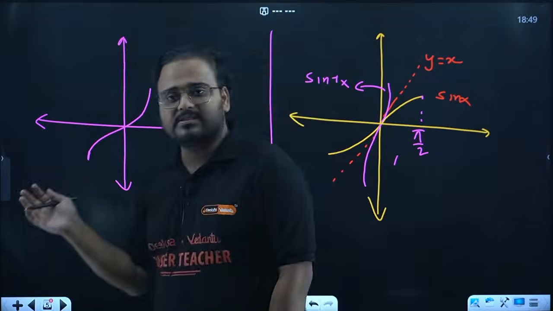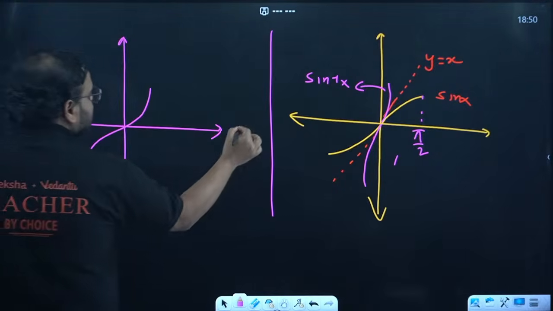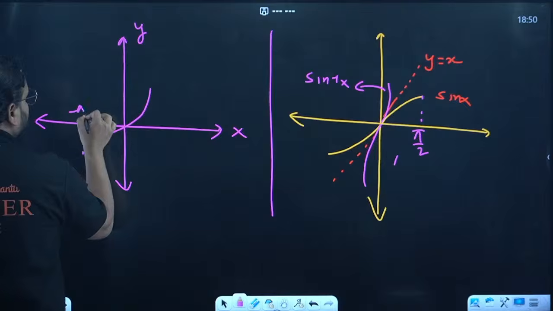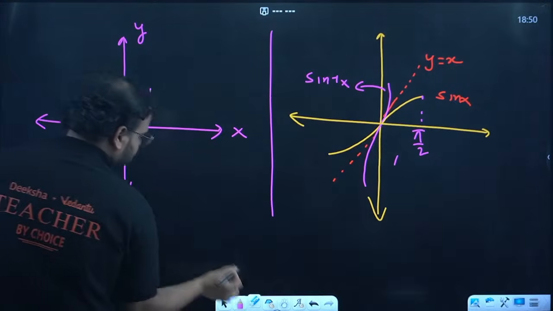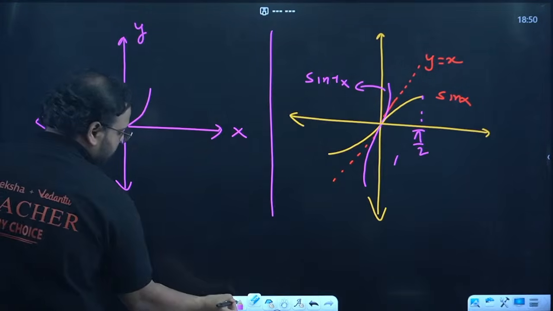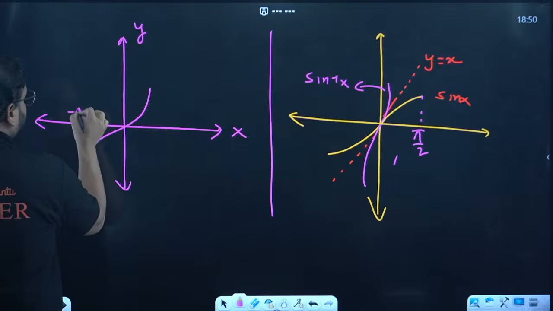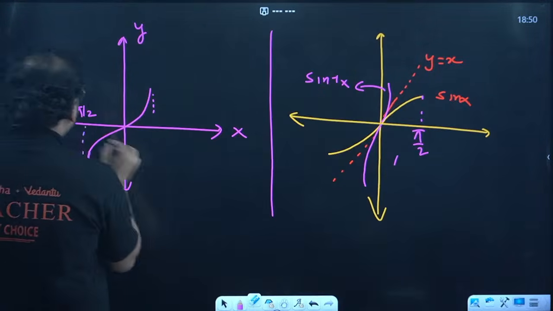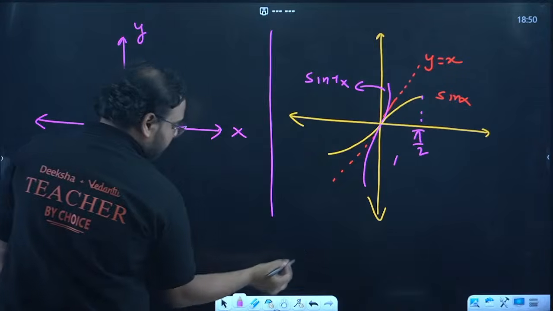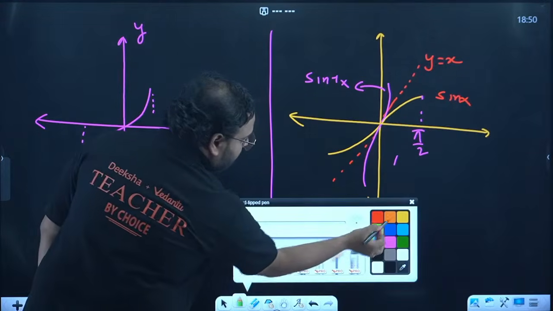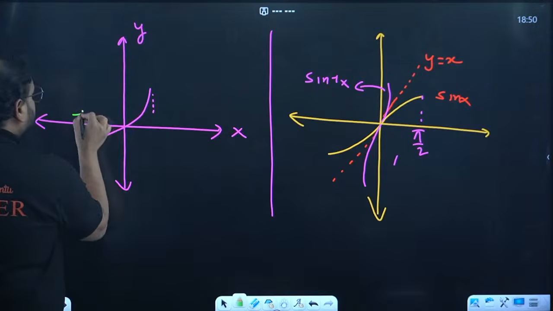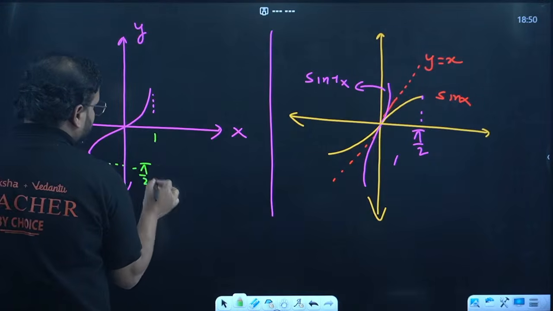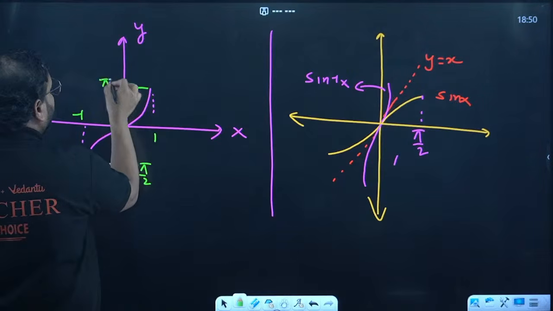Okay, and how will this look on the x and y axis? This value is going to be minus pi by 2. Okay, sorry, the output, no, minus 1, right? This is minus 1 and this value is 1, and this right here is minus pi by 2 and over here pi by 2.